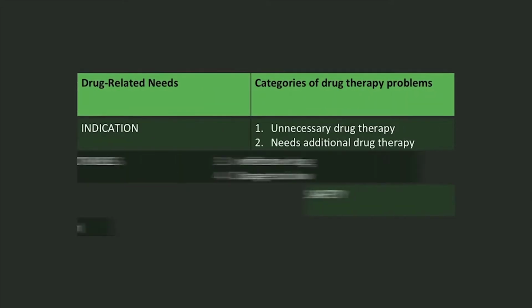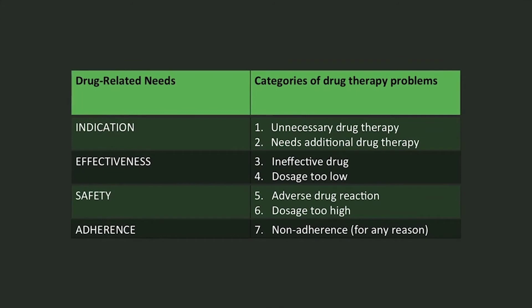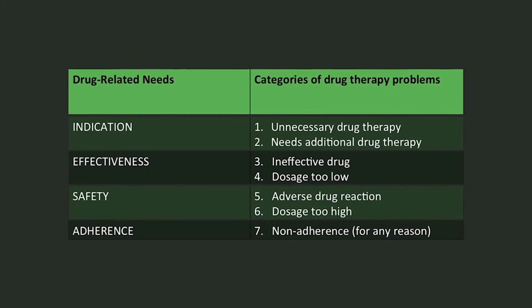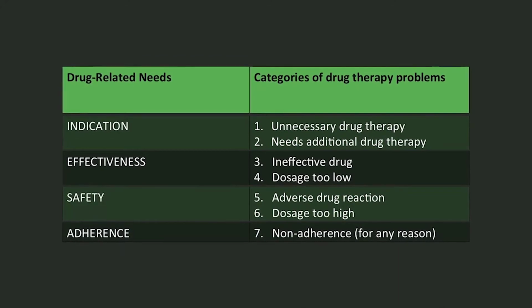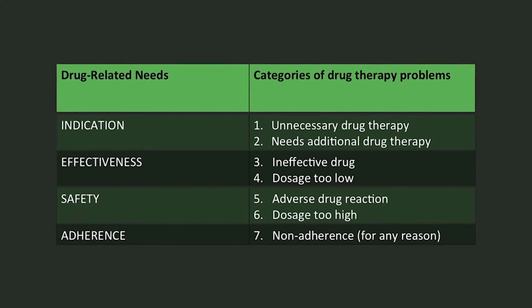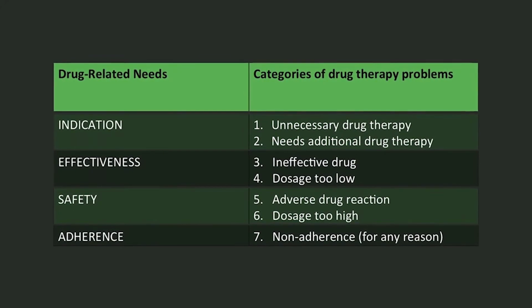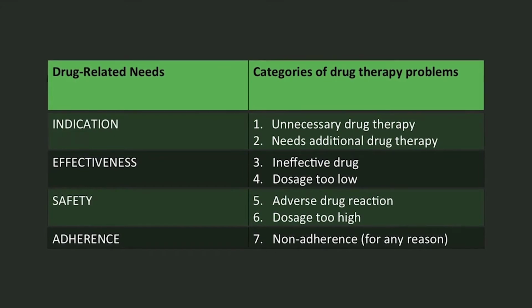This drug chart neatly breaks down drug therapy problems. The left-hand side of the chart defines the drug-related needs in terms of evaluating the indication, the effectiveness, the safety, and the adherence of the medication. The right-hand side categorizes the problems into further specifics. These 7 drug-related problems form the basis of the pharmaceutical care model of medication management in patient care.